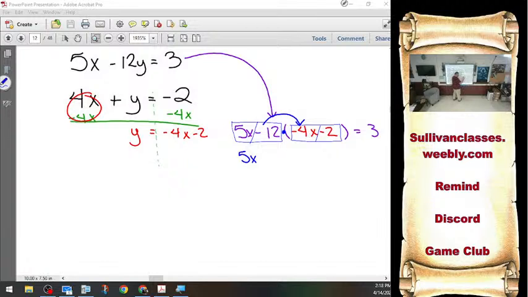So, negative 12 times a negative 4x is positive 48x. Negative 12 times a negative 2 is a positive 24 equals 3. So who already sees, uh-oh, yep, that was it.